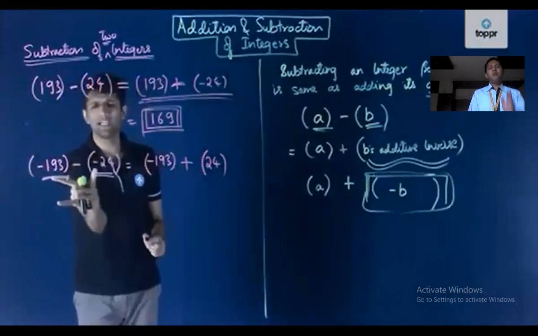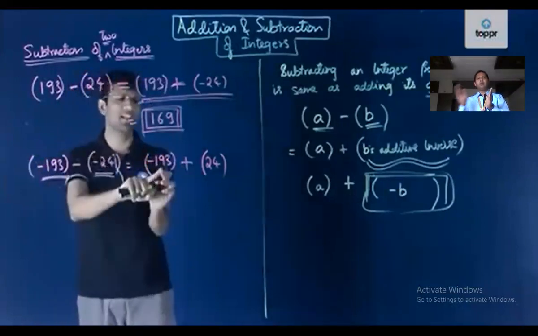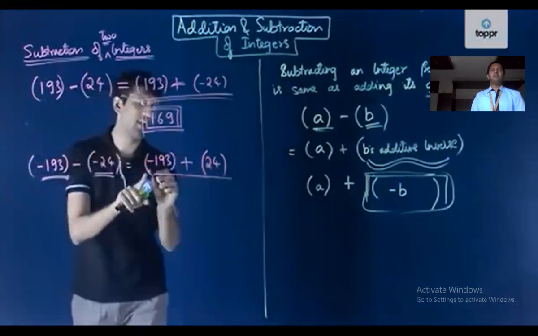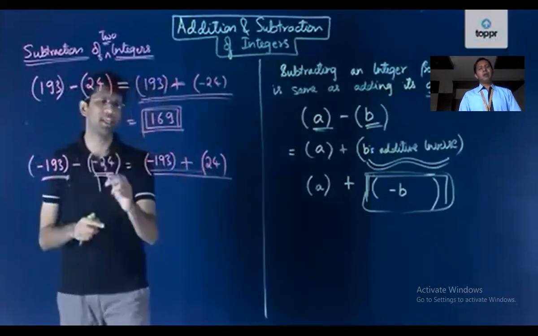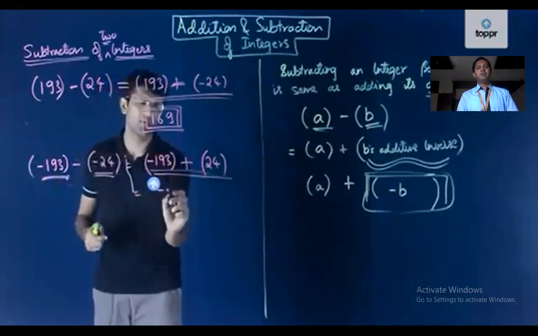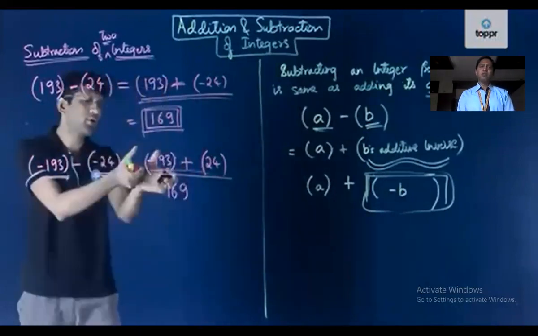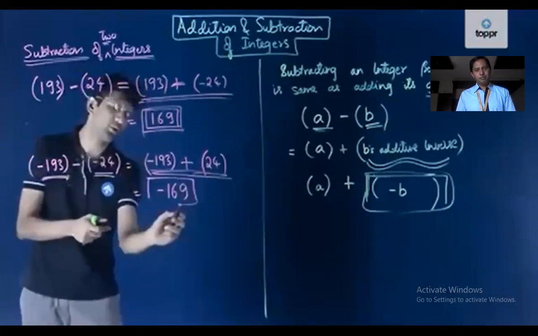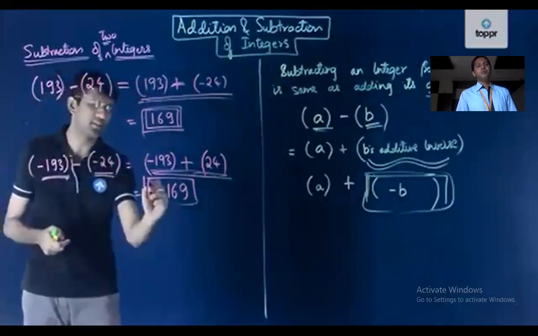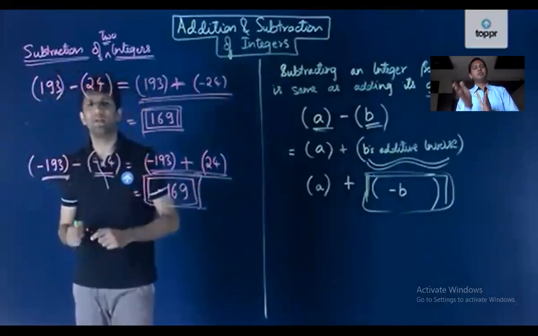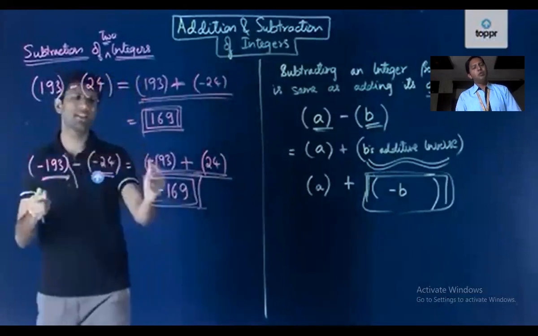Now we have one negative and another one positive. First number negative, second number positive. We need to find the difference of these two. The difference will become 169, and as minus 193 has the larger number, which is a negative one, we'll write the answer as minus 169. So this is the answer of minus 193 minus minus 24: negative 169.